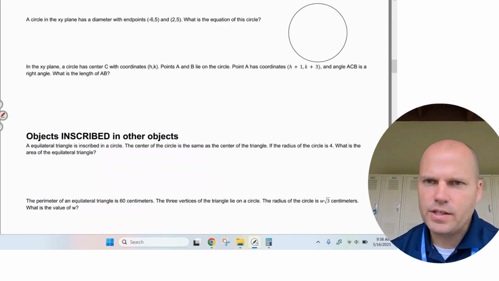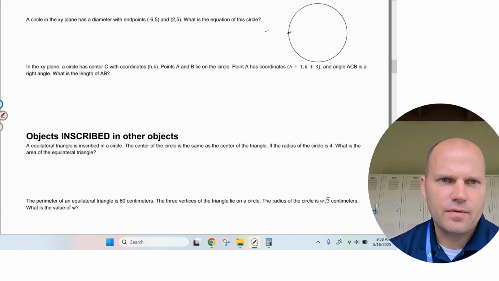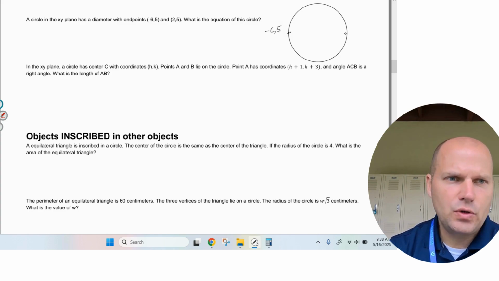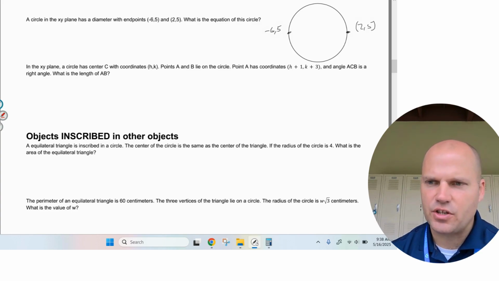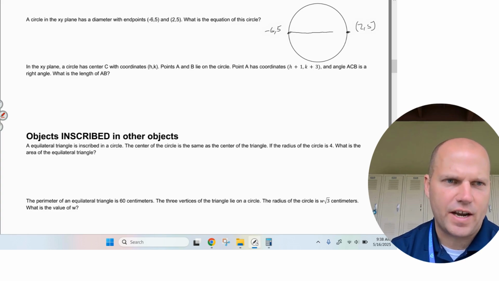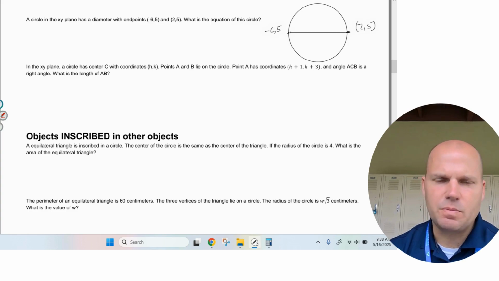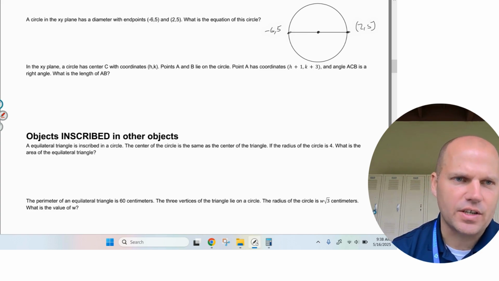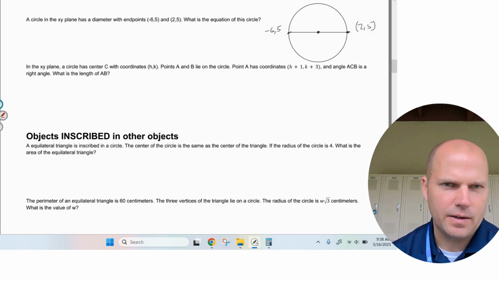Cool, I have the points negative 6, 5 and 2, 5. These points are a diameter of a circle. Well, we can see, since they're the same y's, it's like a horizontal diameter. We should be able to find where the center is and the radius from there.